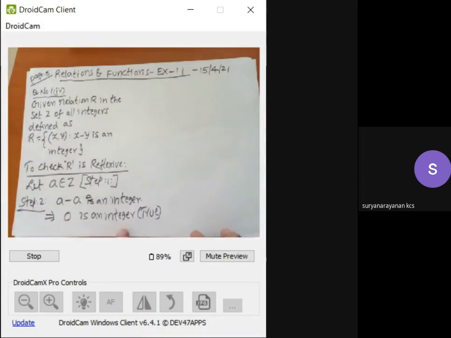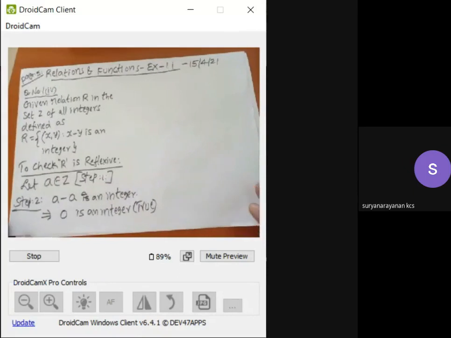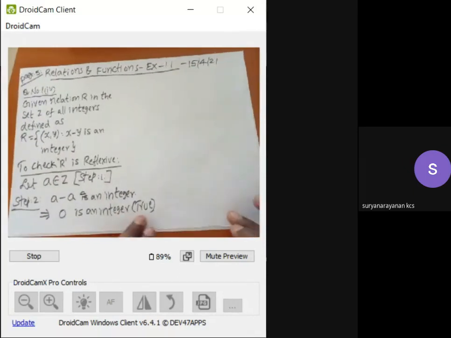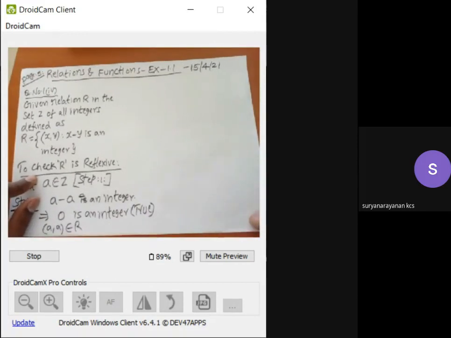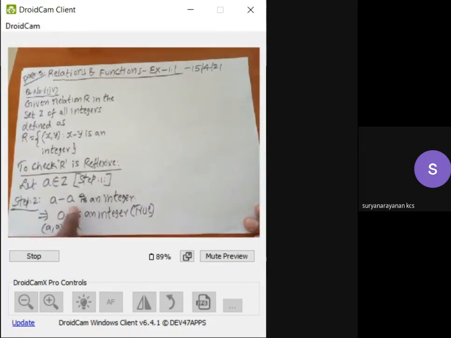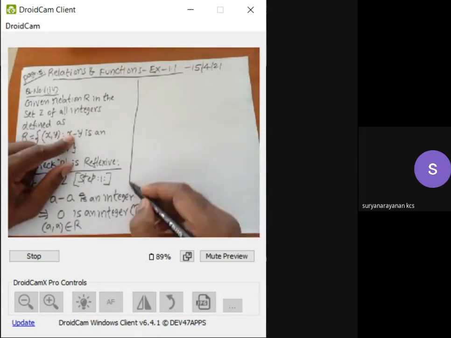We got a statement here and we have to check whether the statement is true or false. If we get a true statement, we say that ordered pair (a, a) belongs to R, because the two numbers satisfy the given relation, that is reflexive relation. Therefore, we say that ordered pair (a, a) belongs to R. That is the point, my children.